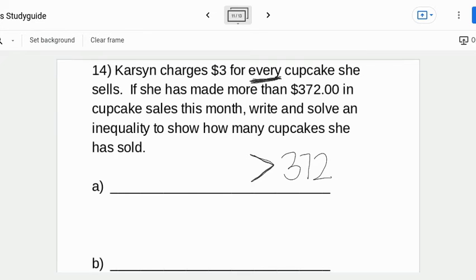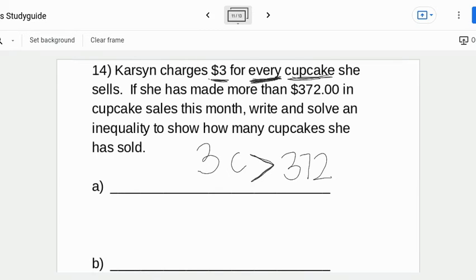She made $372 in cupcake sales this month. Write and solve an inequality to show how many cupcakes she has sold. So it says $3 for every cupcake, and we know every means times. So 3 for every cupcake gets her more than 372.